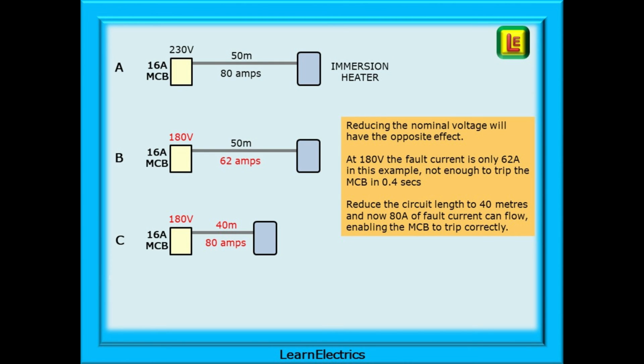The circuit is correctly protected and the cable length can be increased. Reducing the nominal voltage will have the opposite effect. Again, at A, we have the 16 amp type B MCB that needs 80 amps of fault current to trip in 0.4 seconds. At B, the nominal voltage has been reduced to 180 volts, and the potential fault current is now only 62 amps in this example, not enough to trip the MCB in 0.4 seconds. At C, we've reduced the circuit length to 40 meters, and now a possible 80 amps of fault current can flow. This enables the MCB to trip within the required time for safety.